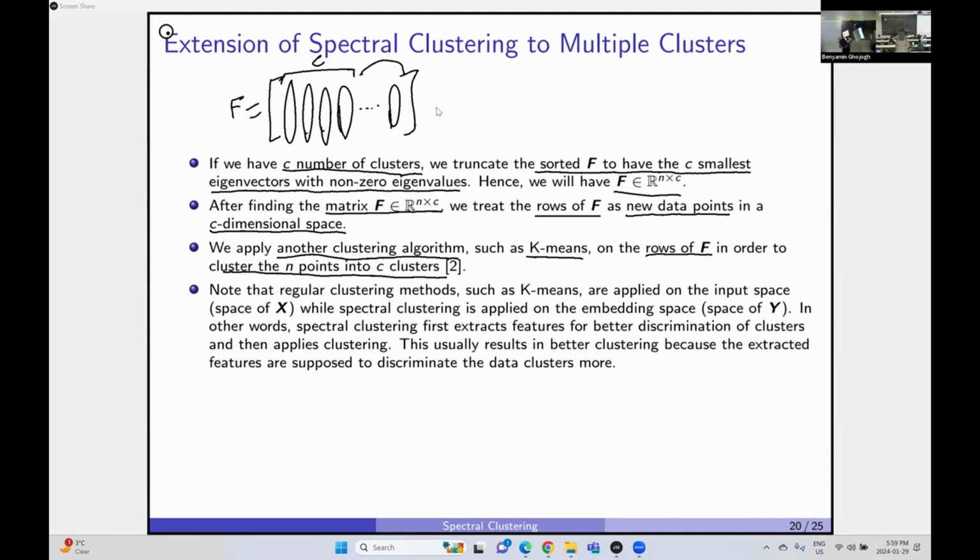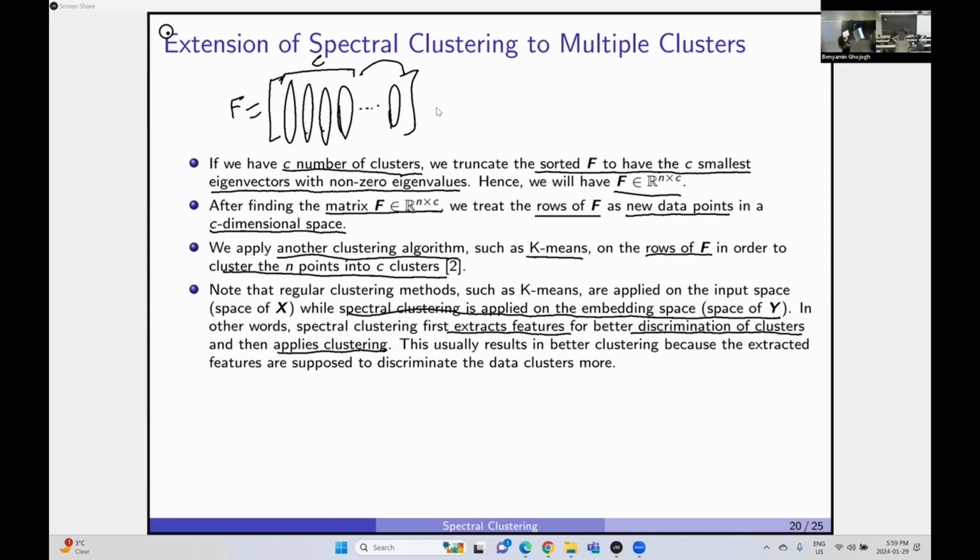I like that. Okay. So the regular clustering methods such as K-means are applied on the input space, while spectral clustering is applied on the embedding space of Y. In other words, spectral clustering first extracts features for better discrimination of clusters, right? And then applies clustering. And why does it discriminate the clusters better? Because we minimize the ratio cut. You remember? When we minimize the ratio cut, basically we are finding the clusters which are away from each other.